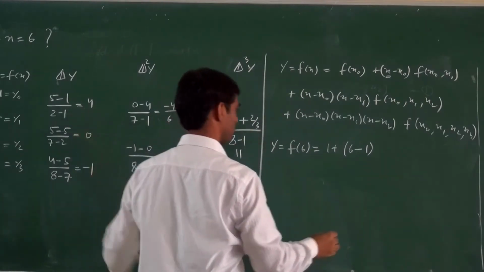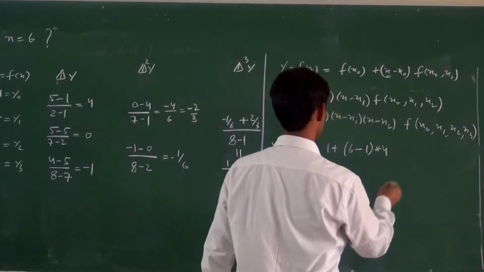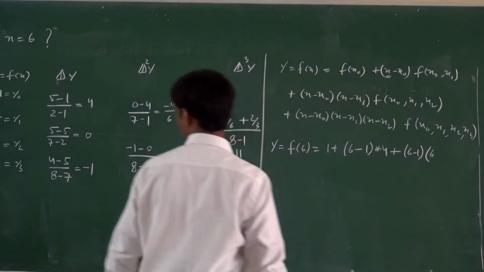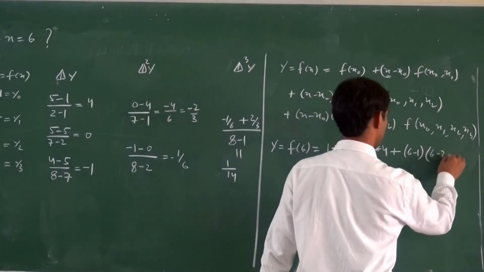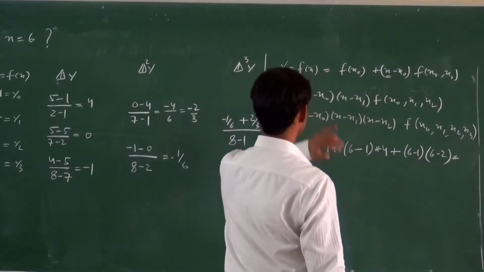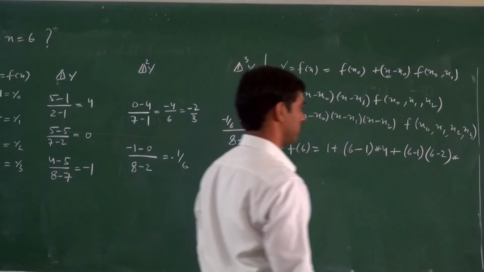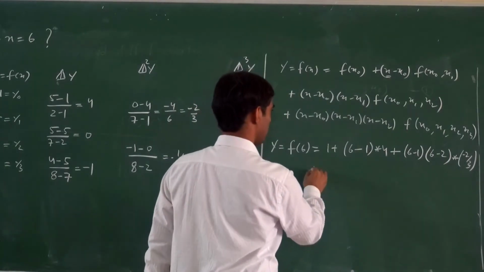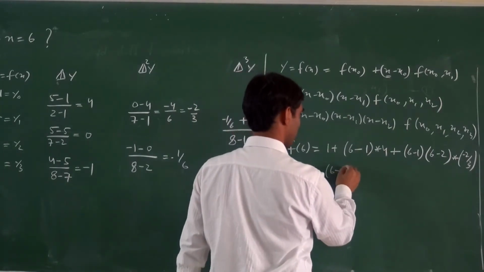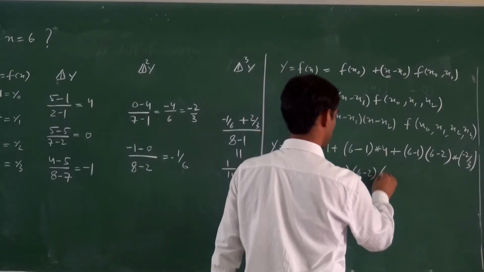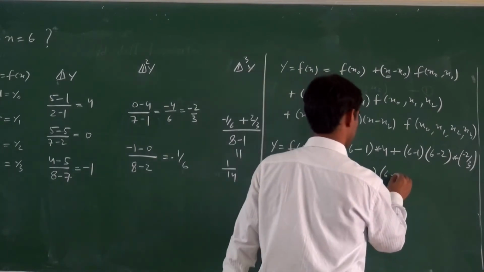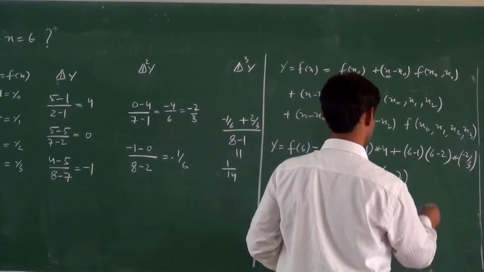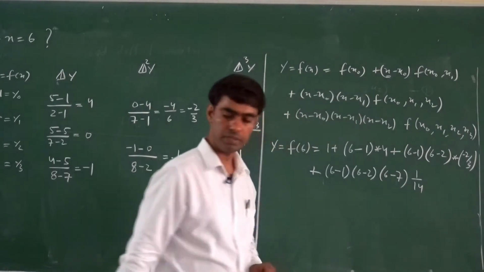The first order divided difference value is 4, plus 6 minus 1 into 6 minus x1, where x1 is 2, into the second order divided difference, which is minus 2 by 3, plus the last term: 6 minus 1, 6 minus 2 and 6 minus 7, and write down the value of the third order divided difference, which is 1 by 40.